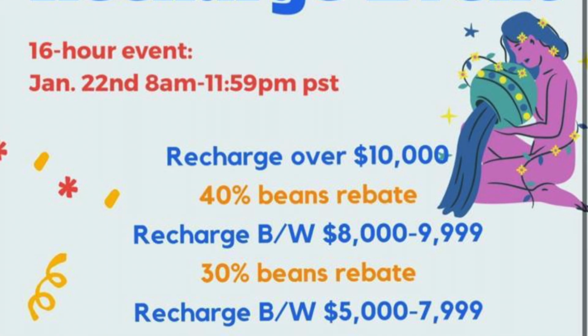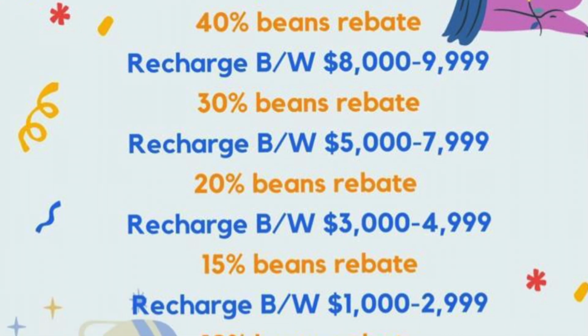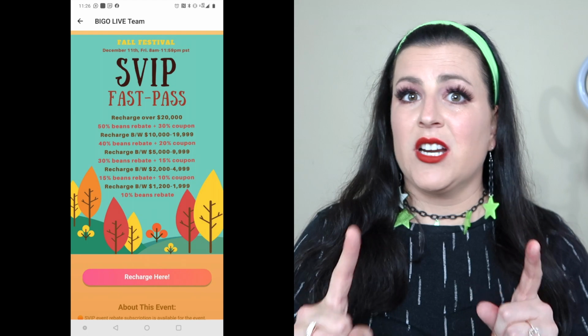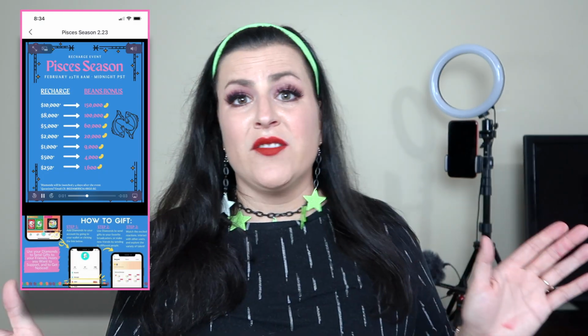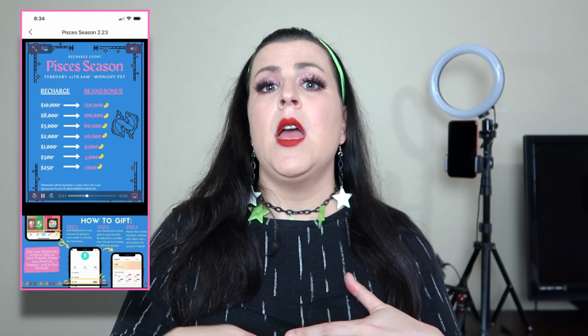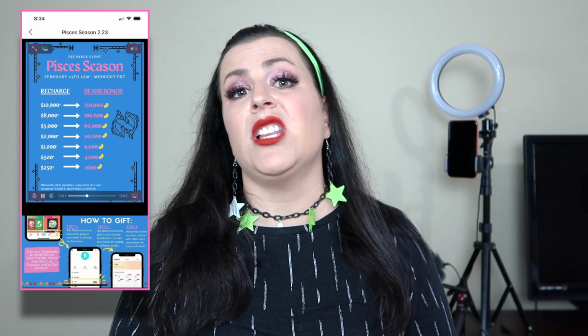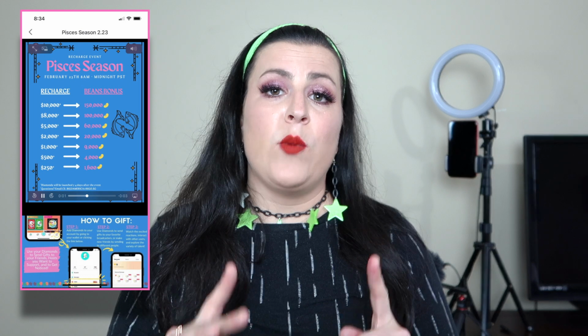Only ever put money into the app during a good recharge rebate event. Do not put money in the app. Do not purchase beans unless you have a recharge coupon or have a recharge event going on. That's very important. Make sure you look at the rules. Ask your family leader, ask your agency, come to me. Make sure it's a good recharge event before you put money in, especially if you're putting a lot of money in, because there's a lot of money that you can get back if you wait for the right ones.